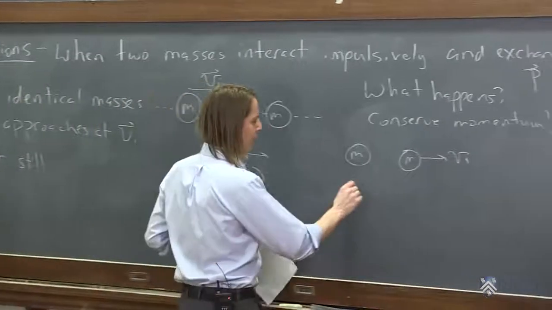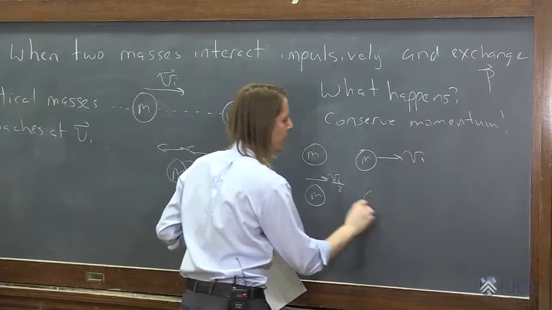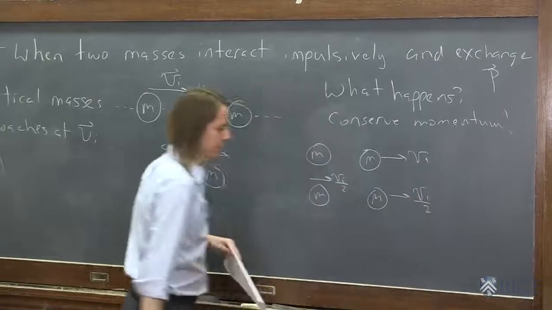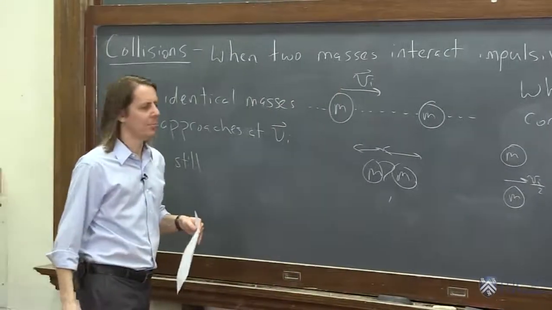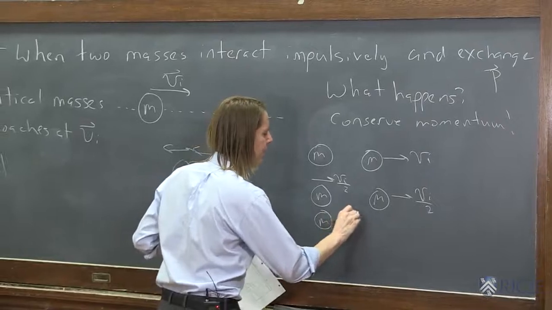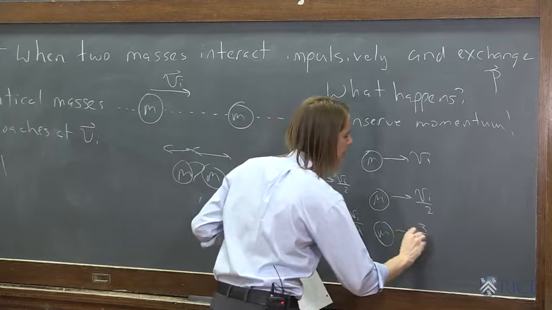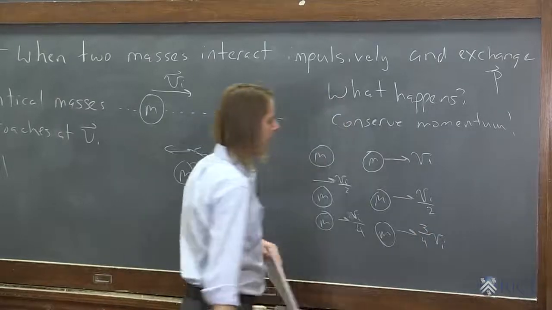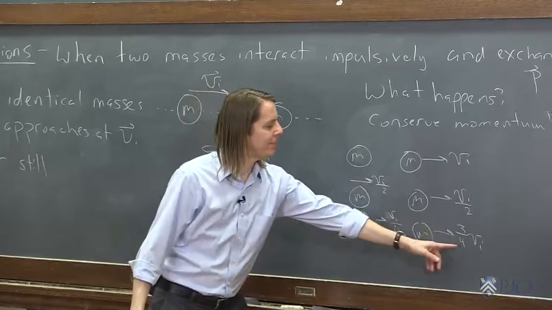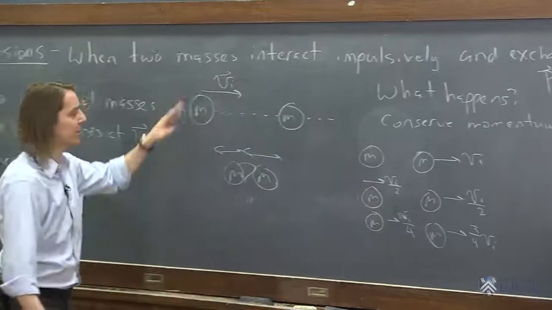You could have this one move forward at vi over 2, and this one could move forward at vi over 2. Right? No reason that couldn't happen. This one could move forward at vi over 4, as long as this one moves forward at 3/4 vi. Because then it's still going to be m times v over 4 plus m times 3v over 4, which is m times 4v over 4, which is mvi. So the momentum would still be conserved.